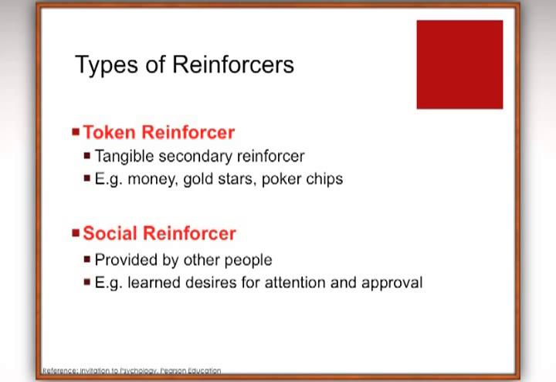On the other hand, there are also social reinforcers. These are intangible secondary reinforcers that are provided by other people. For example, it is the learned desire for attention and approval.